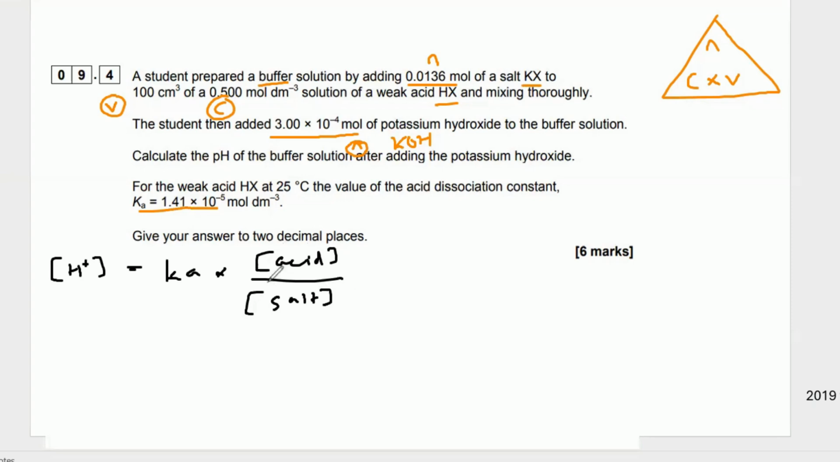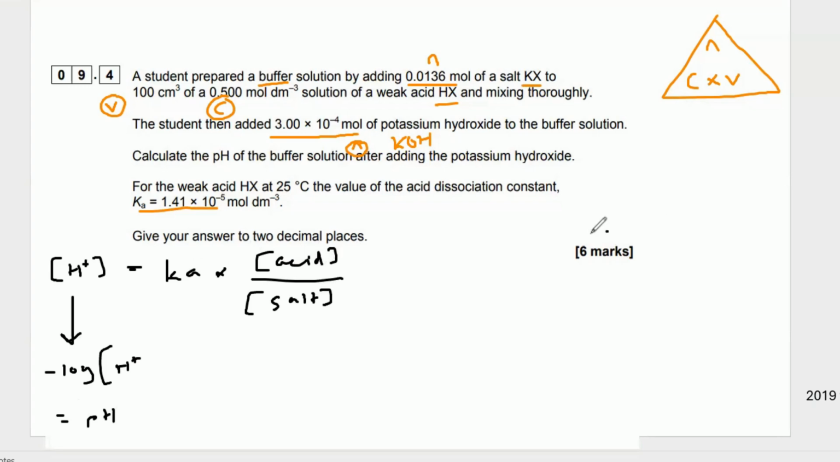So we need to do the same kind of thing again. And it says here, calculate the pH. And of course, pH we get from the hydrogen ion concentration. Remember, if I do the minus log of the hydrogen ion concentration, it's going to give me the pH. That is how we're going to get the pH. So I don't need to rearrange this equation. I just need to put in Ka and have the acid over the salt.